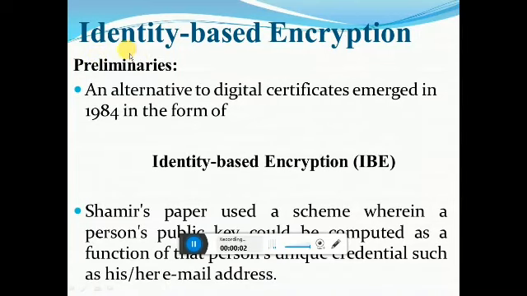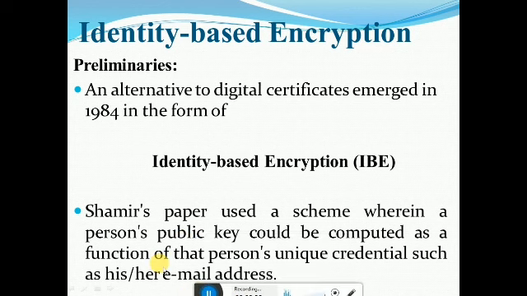Today we are going to discuss identity-based encryption. From the previous discussion, it was very clear that the digital certificate is a verifiable way of communicating the public key of a subject. An alternative to a digital certificate emerged in 1984 in the form of identity-based encryption. It is an alternative way of verifying the public key of a user.